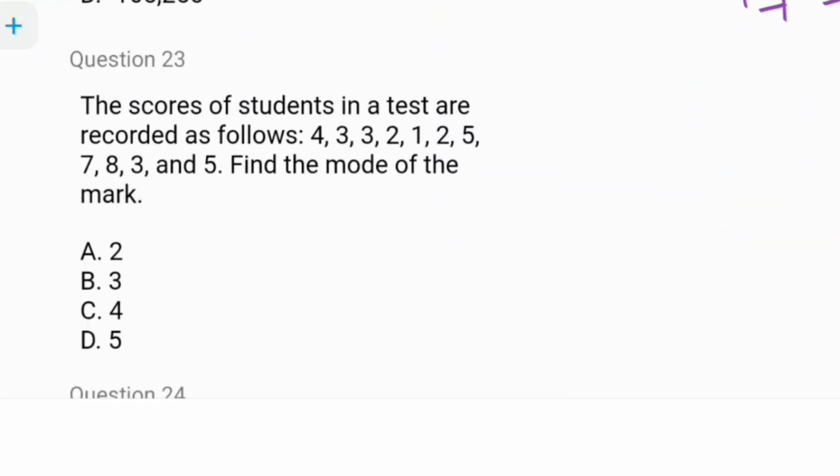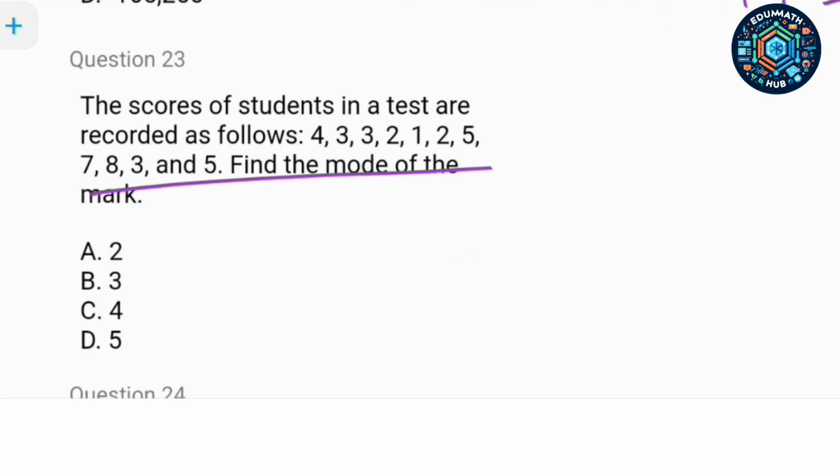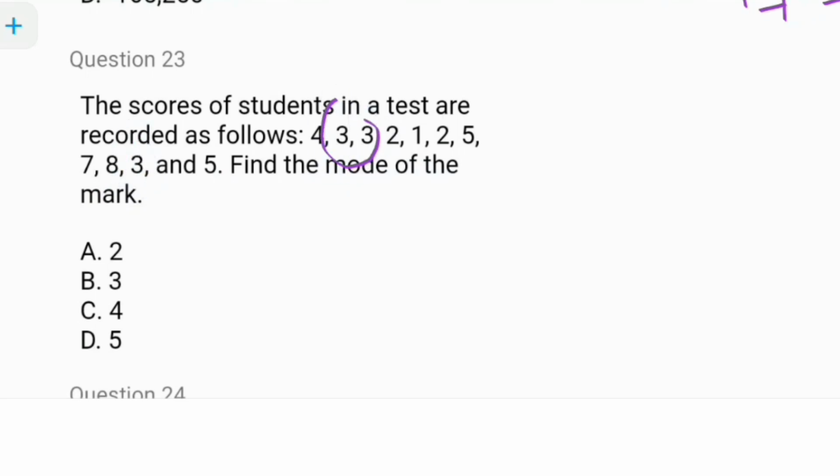So for the next one, I'm told that the scores of students in a test are recorded as follows: 4, 3, 3, 2, 1, 2, 5, 7, 8, 3, and 5. You have to find the mode. So the mode is the number with the highest frequency. Just check the one that occurred most. So you can see that 3 appeared 2 times here and it appeared once here. So that means 3 appeared 3 times. So that means 3 is the mode.